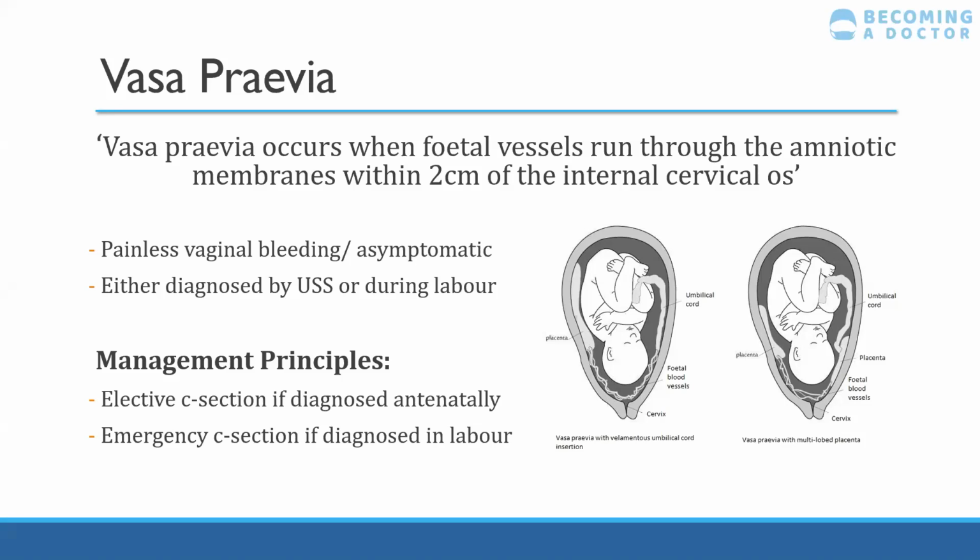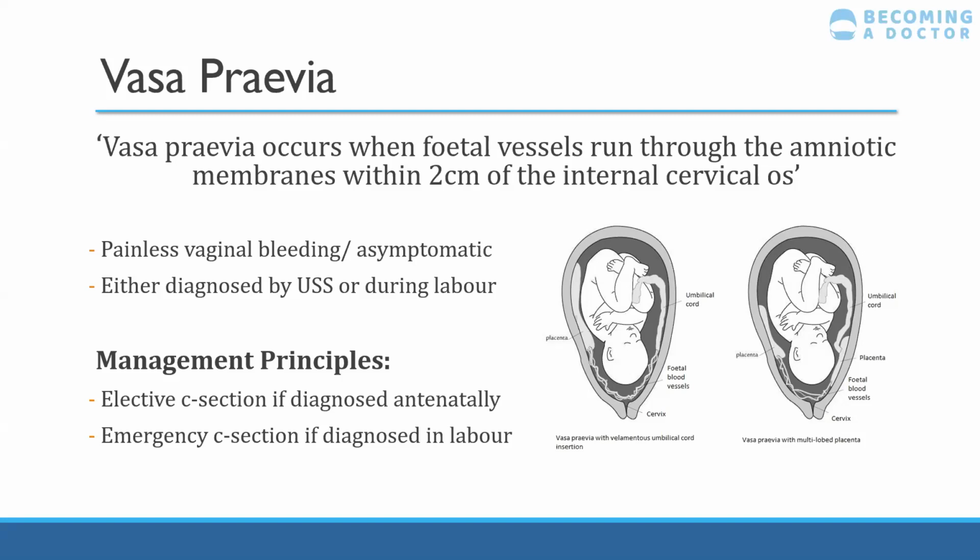And then type 2 is when the fetal vessels are connected to the placenta via an accessory lobe, or you've got a bilobed placenta. So that's the picture on the right. So the umbilical cord might attach directly into one lobe of the placenta, but then the 2 lobes of the placenta are joined via fetal vessels which run through the amniotic membranes.